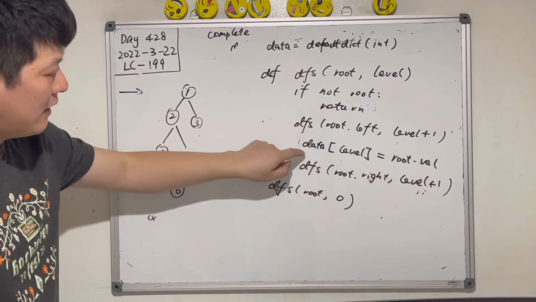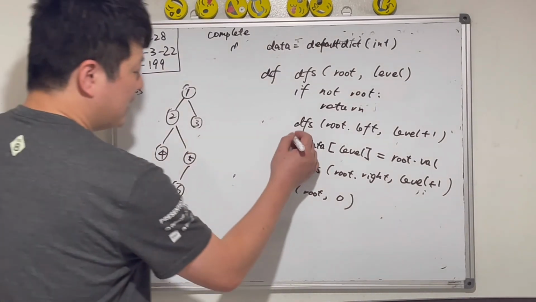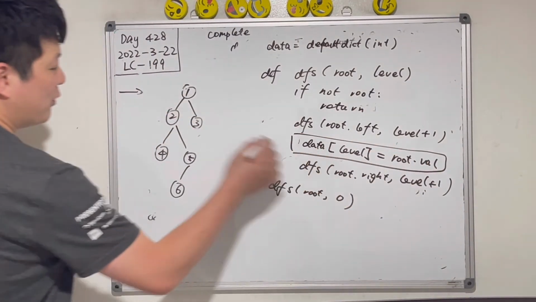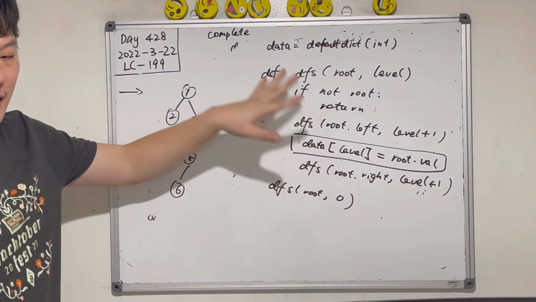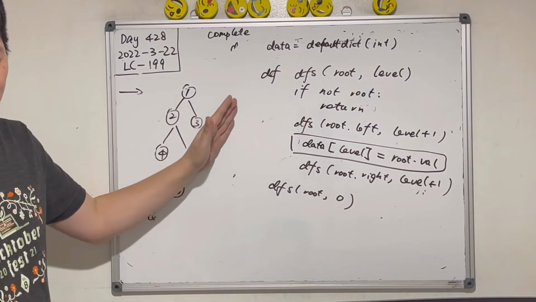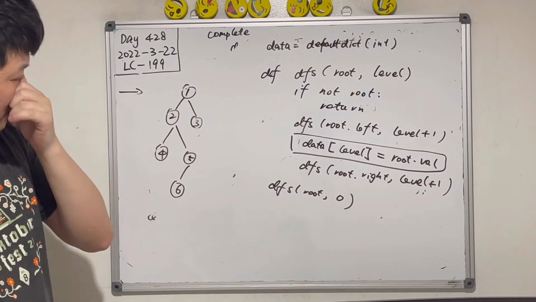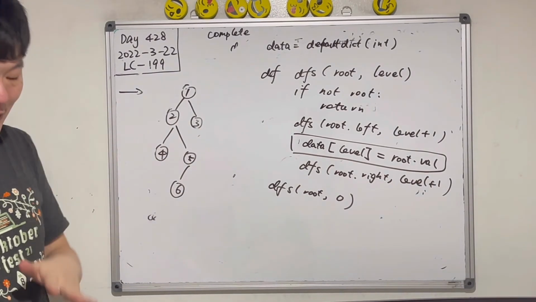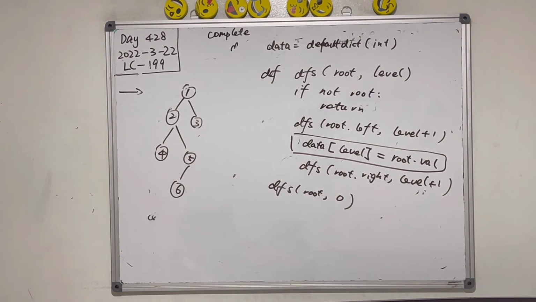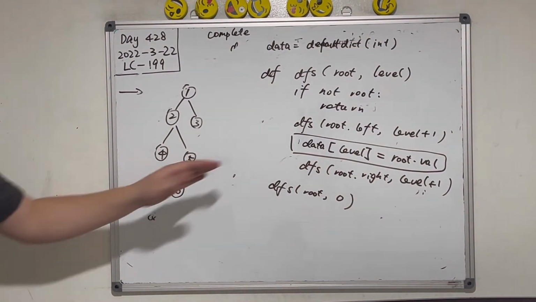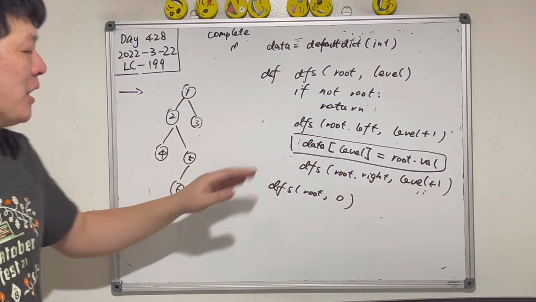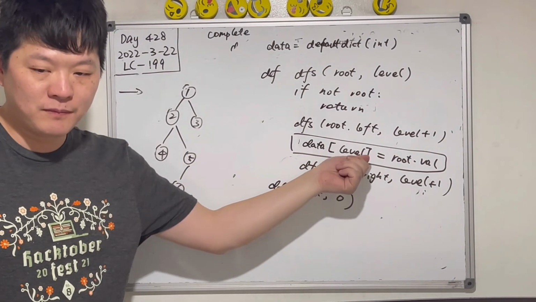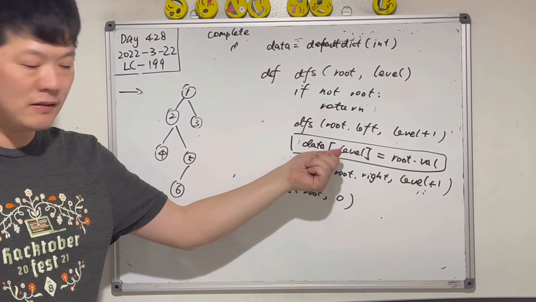Then you tell me, if I do this, will data[level] be the left side view or right side view? Choose one. Right is the answer. Why is that? Because that's what we're looking for. Good answer. Because look, we keep updating. We keep updating.